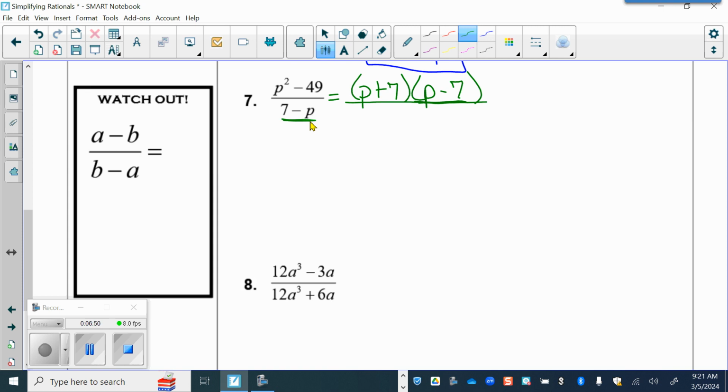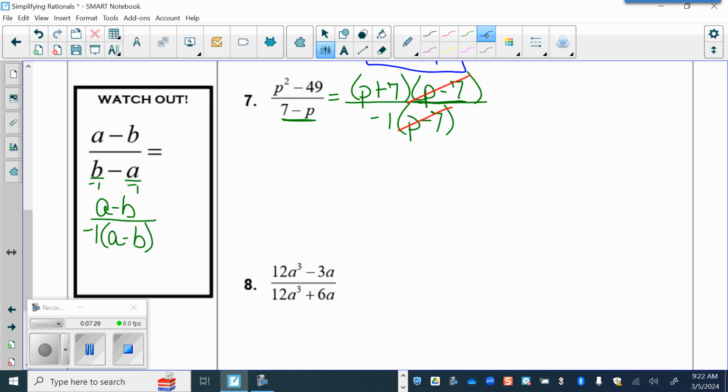So what you can do is take out a negative 1. All right, let's do that. Negative 1. And if I divide this by negative 1, right, negative a divided by negative 1 is positive a, and positive b divided by negative 1 is negative b. So if you factor out a negative 1, you can switch the order in a subtraction problem, and that will allow me to do some canceling. Right, p minus 7, p minus 7.